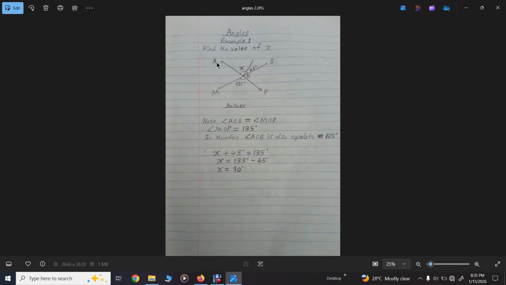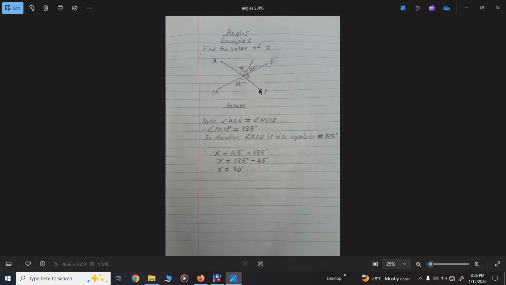Today you're going to study something about angles. Angles. Example 1. Find the value of x in this figure. Now if you get a question like this, the first thing you have to do is take a careful look at the angles, how they look. For example, look at this angle and look at this angle.